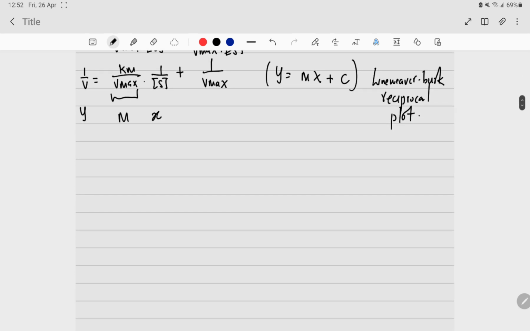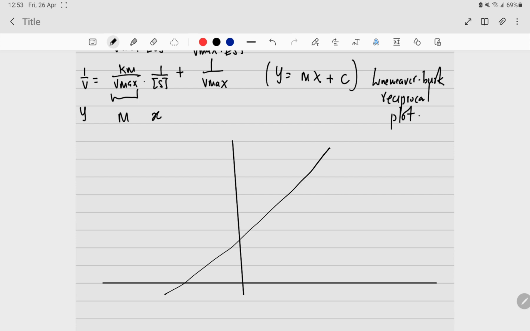Okay, so let us now draw the plot and see what it looks like. So the plot will look something like that. It will always look something like that. And then on your y, you will have 1 over V. On your x-axis, you are going to have 1 over the concentration of the substrate. And then the y-intercept gives 1 over Vmax.